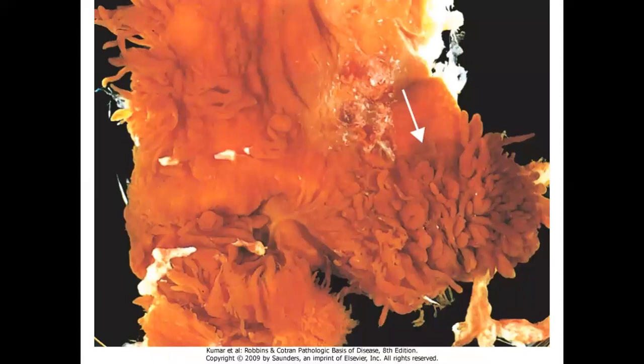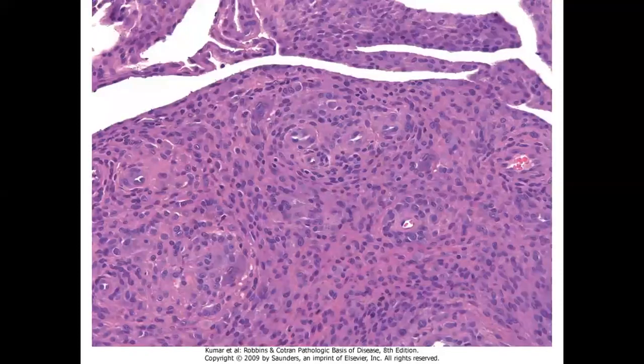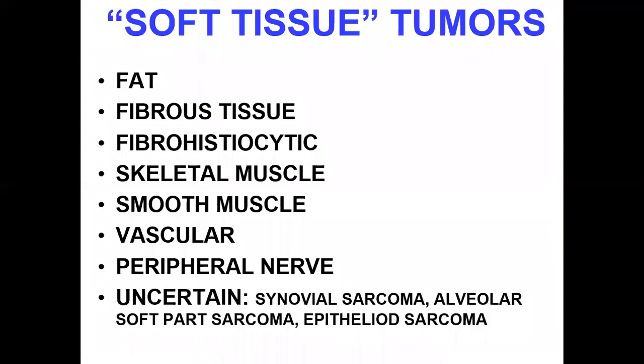So this is the gross appearance, multiple papillary projections due to hyperplastic synovium and infiltration by macrophages. Here are hyperplastic synovial cells, polyhedral type synovial cells, and there may be multinucleated giant cells containing multiple nuclei. So that is about the benign tumors.